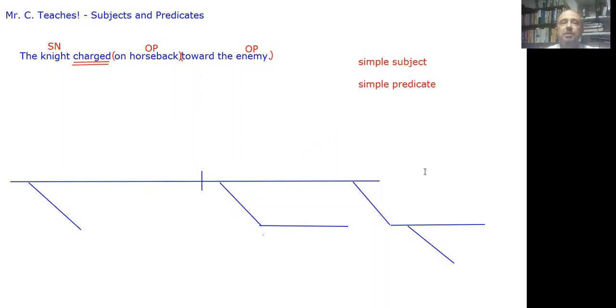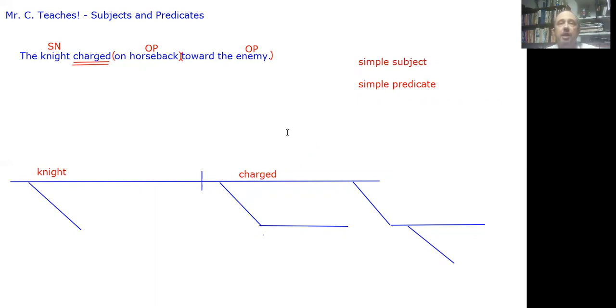And the simple subject is that word that is the subject of the sentence. So in this case, in our sentence, the knight charged on horseback toward the enemy, the simple subject is knight. Knight. That's it. Just knight. And the simple predicate is just the verb. So in this case, it's charged. Boom. That's my basic framework of my sentence.